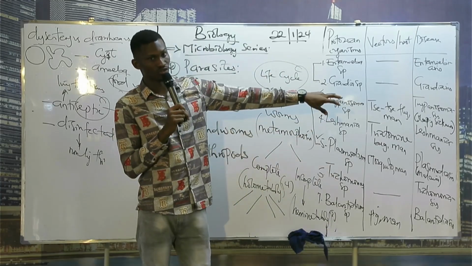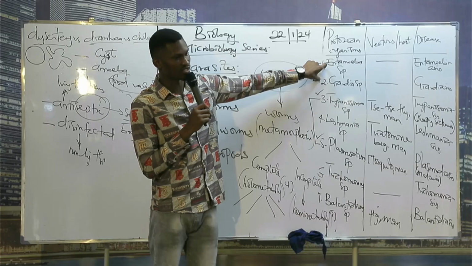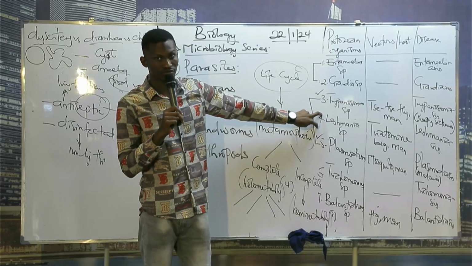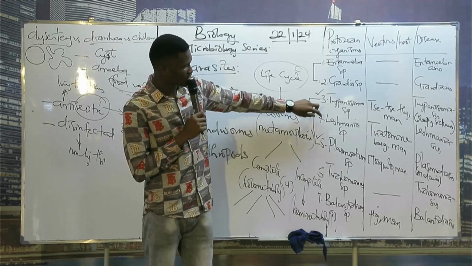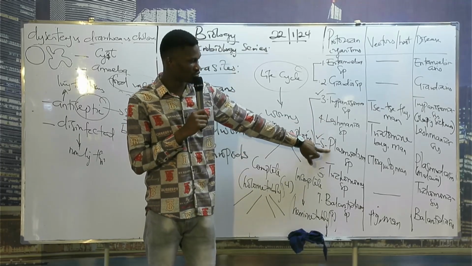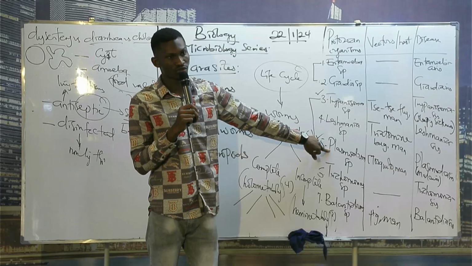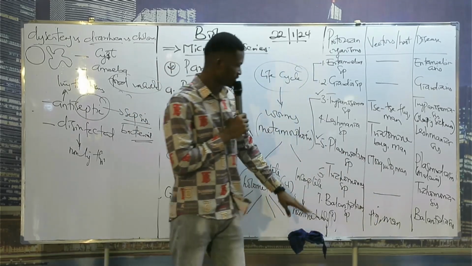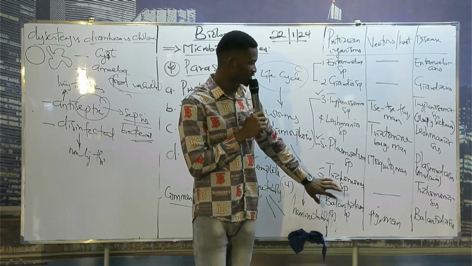Please look at what I'm doing now. These first two have a similar life cycle. These three have a similar life cycle. Is that correct? So for Plasmodium, what's going to be the primary host? Mosquito. Secondary host, man. Then Trichomonas.